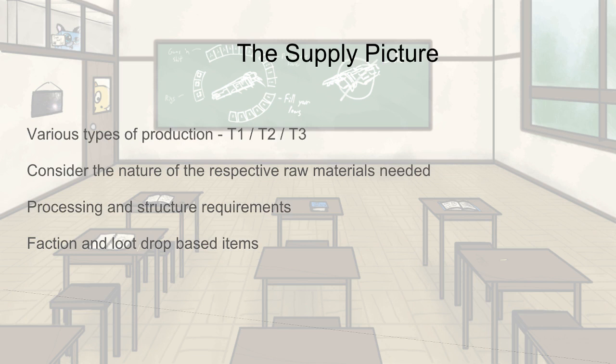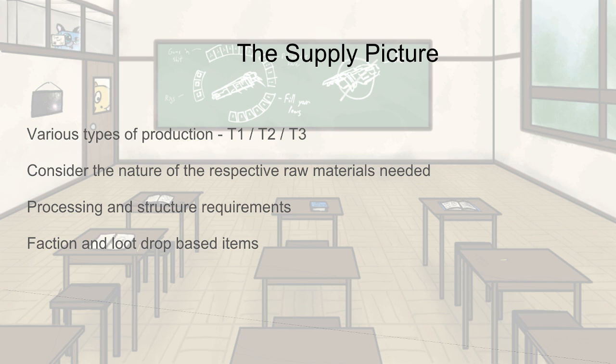All right, so this is where it gets a little bit more information heavy. I'm going to be talking about the supply picture. Now, why is this important? Knowing where the stuff comes from is very, very important. That is the single greatest indicator of how the price trend will be, apart from stat changes, or things being buffed or nerfed.